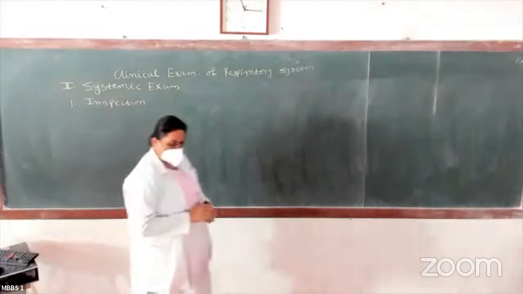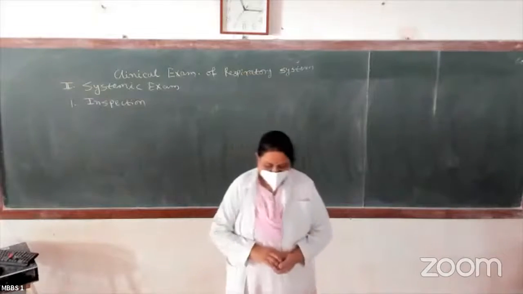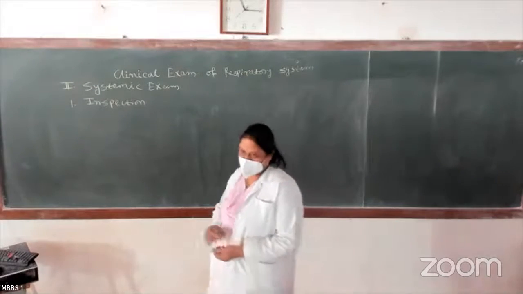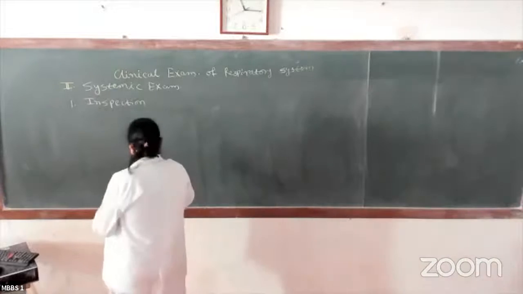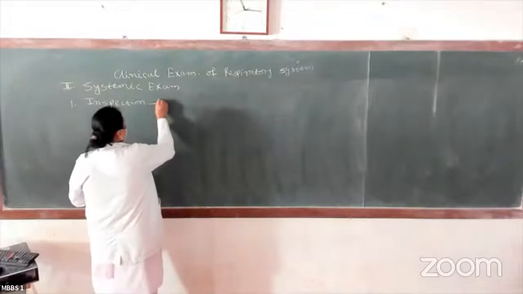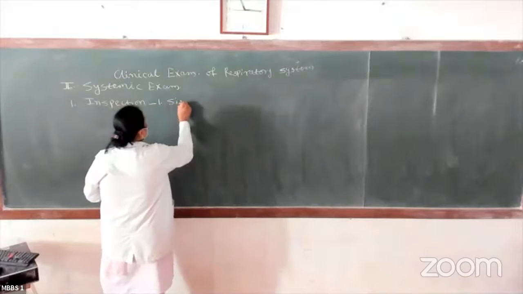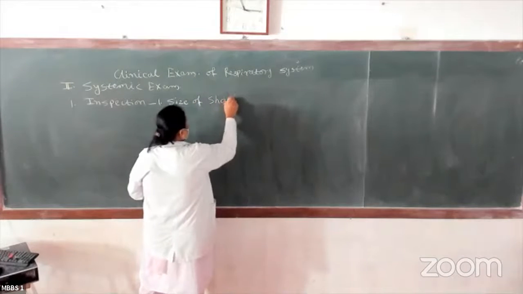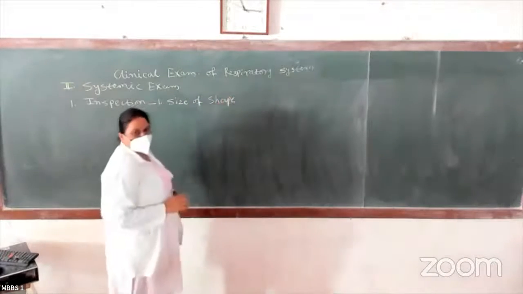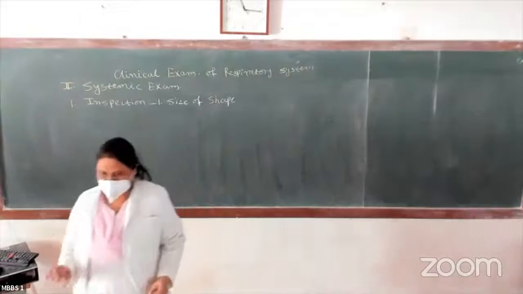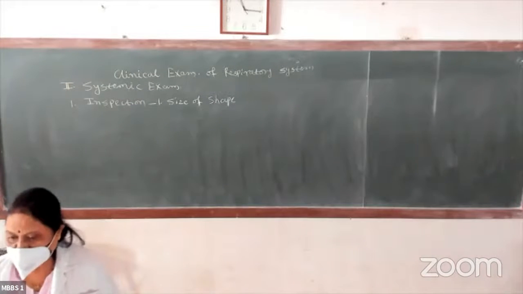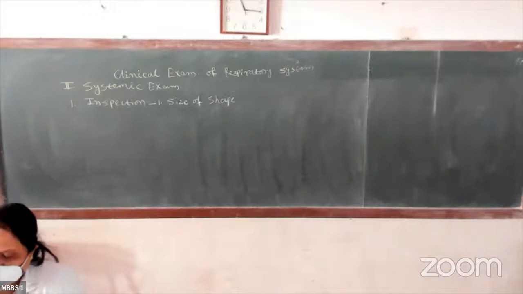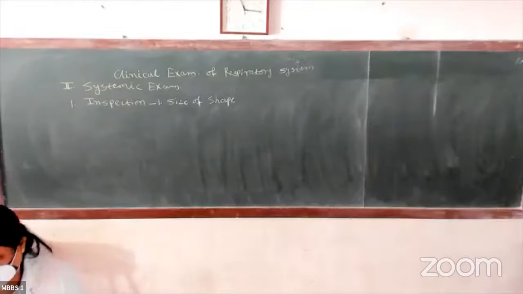First is the inspection. In inspection, what to inspect? One is the size and shape of the chest. Examine or observe the size and shape of the chest. Normally, the chest is bilaterally symmetrical.